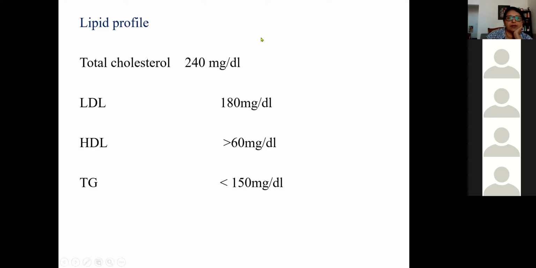Abnormal. So which factor is more here? Whether triglycerides or LDL? LDL. So LDL is elevated, and because of that, the total cholesterol is elevated. So that is 240. So in effect, this is an abnormal lipid profile. And the triglyceride is normal, isn't it? It is less than 150. So can you suggest one drug that can be used for this?